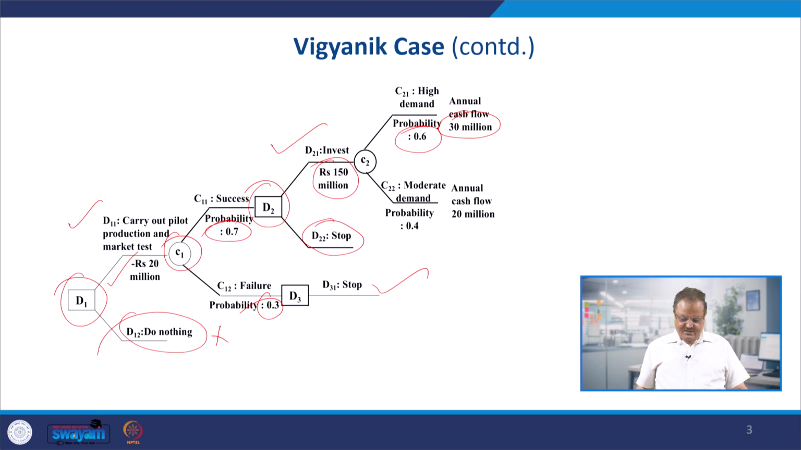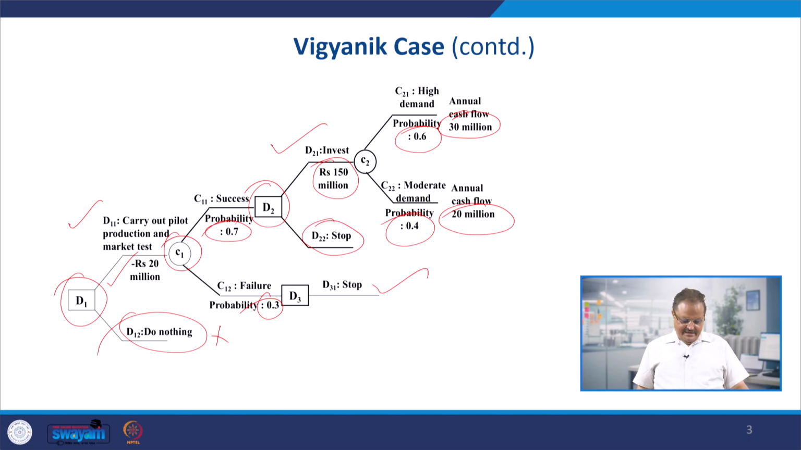And if the demand is moderate, then the probability of it being moderate is 40%, and in that case the cash flows would be 20 million for the next 20 years. So in case of the demand being high, for which we have a probability of 60%, annual cash flows would be 30 million. And if the demand is moderate, the chance of which is 40%, the annual cash flow would be 20 million for the next 20 years. So this is the decision tree we have analyzed.